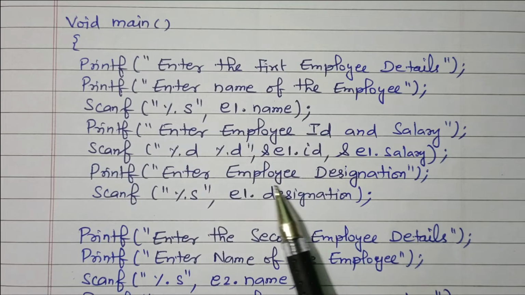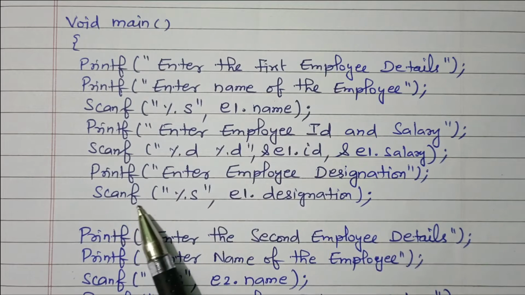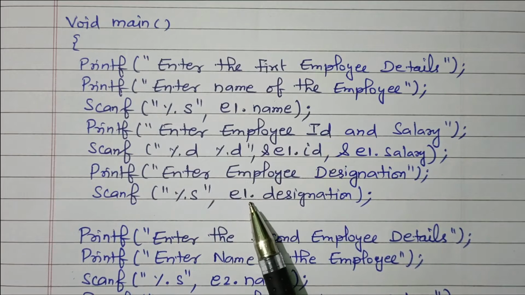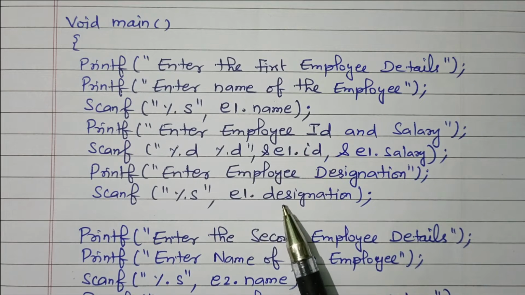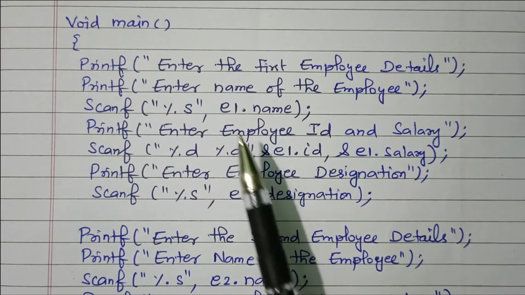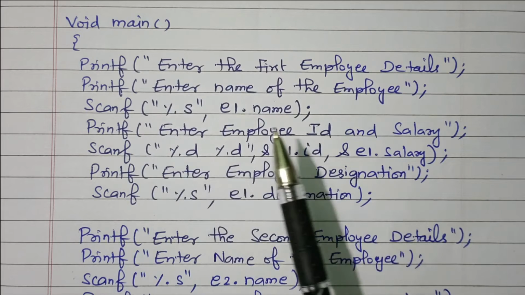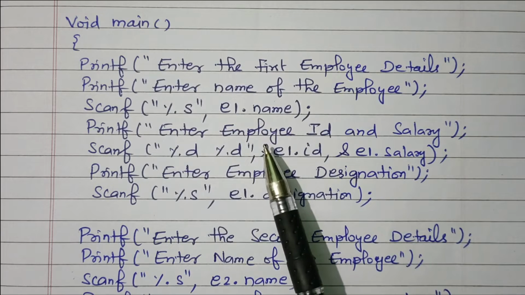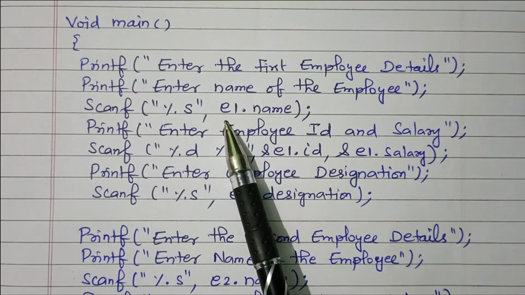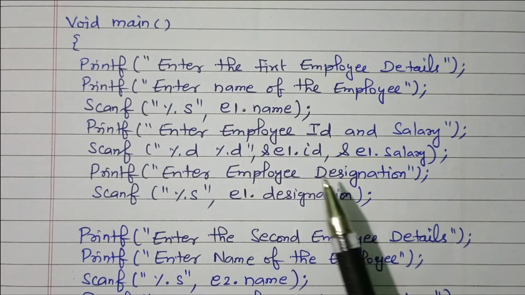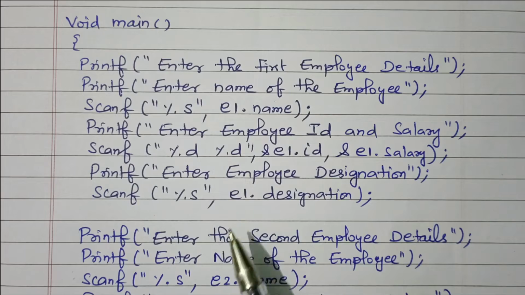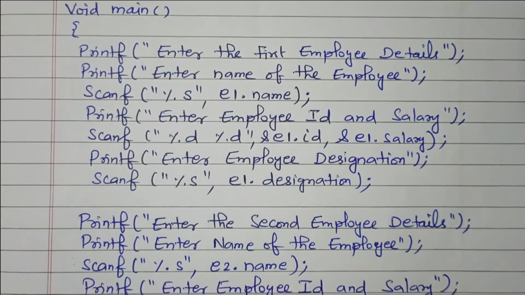printf, enter employee designation. scanf, %s, E1 dot designation. So E1 dot designation means first employee designation. So we ask the user to enter the employee details: name, ID, salary and designation. So the user will enter one by one. That is stored in E1 dot name, E1 dot id, E1 dot salary, E1 dot designation. This E1 refers to the first employee.